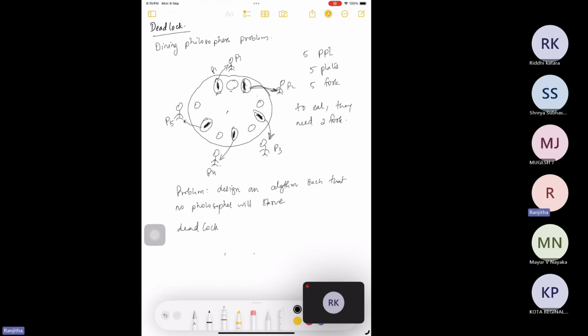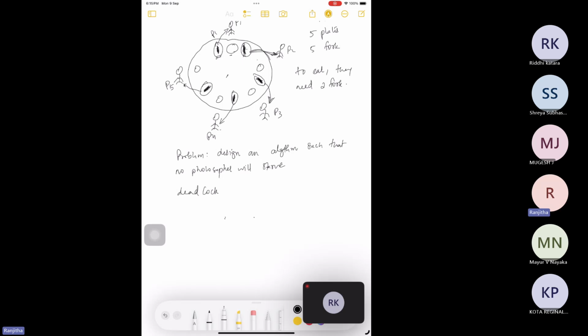That is when the programs continue to run indefinitely without making any progress. All five of them continue to wait without making any progress. Here they are hungry, they should be eating, but none of them is able to even start the eating process. So this situation is called a deadlock situation.